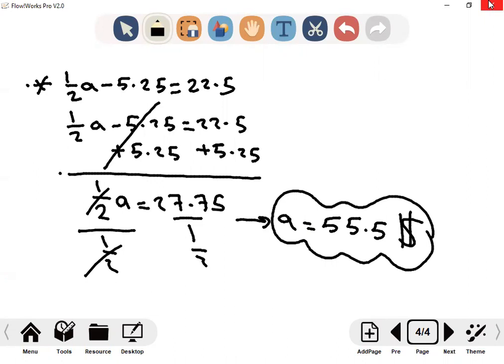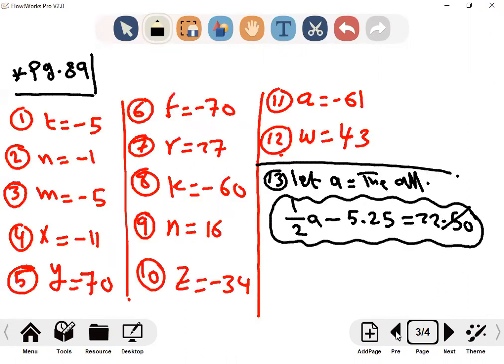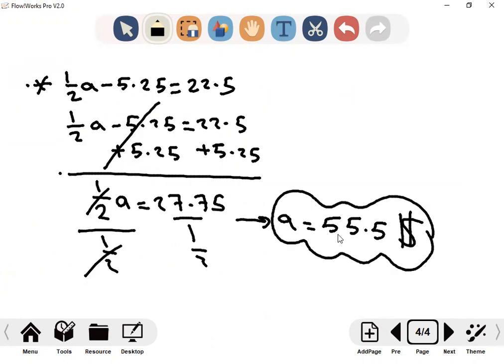Let's go to question 15 now. I'll go back. You want me to go back? Here, let A be the allowance. This is the equation. And this is how we solve the equation. So the answer will be 55.5. Finish writing. Let's go to question 15 now.